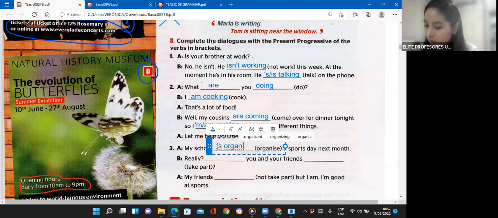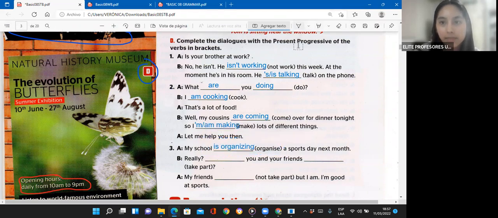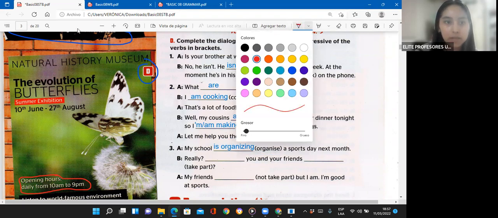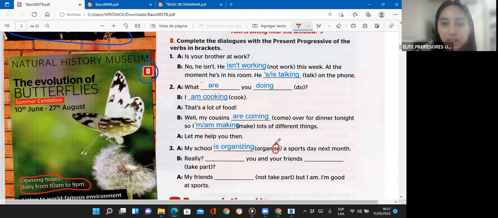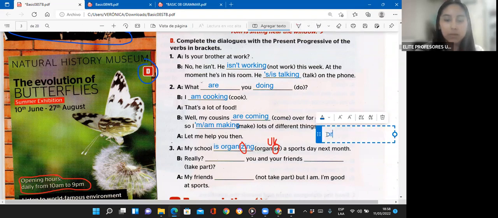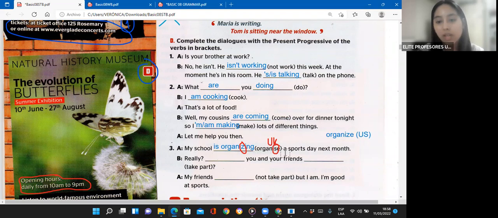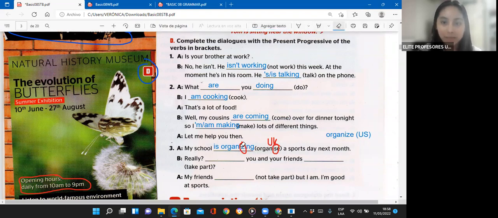I have to read my notes. What was the difference? Okay. Here we have the BS, right? And you wanted to use the American, so it won't be with the S. It would be with the Z. You know the difference, right? Look here. Organize with S and organize with Z. When we have organized with S, it is the British one, from the UK. But if we have organized like this, it is from the US. Okay, so we are not going to use the S because you want to use the American one, right? So just something to let you know.